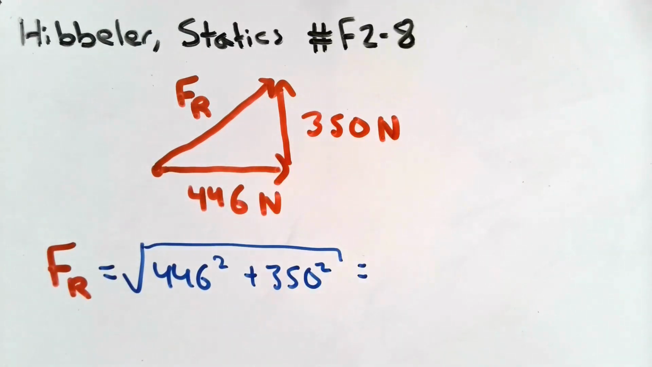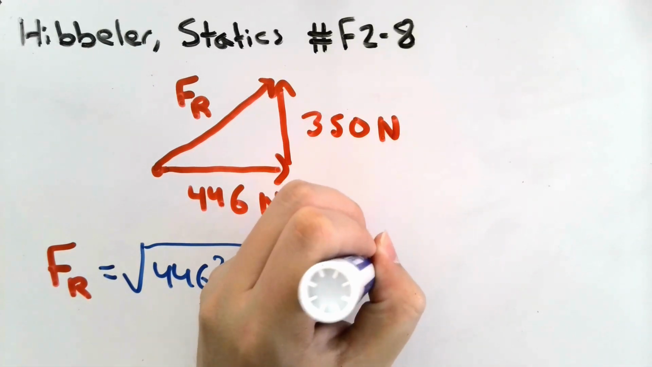The resultant force should be equal to the square root of 446 newtons squared plus 350 newtons squared, which is equal to approximately 567 newtons.